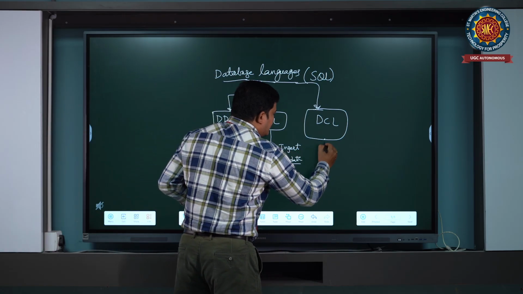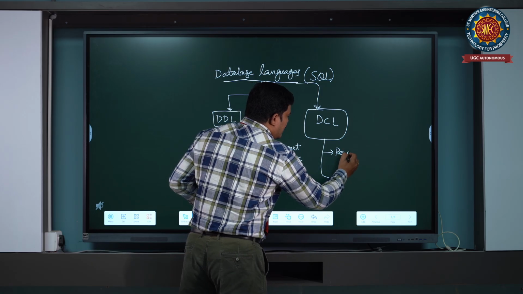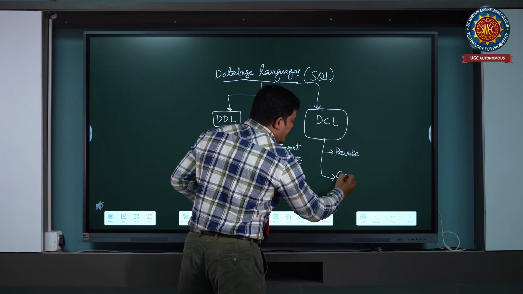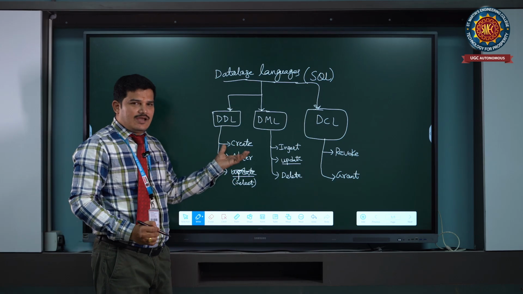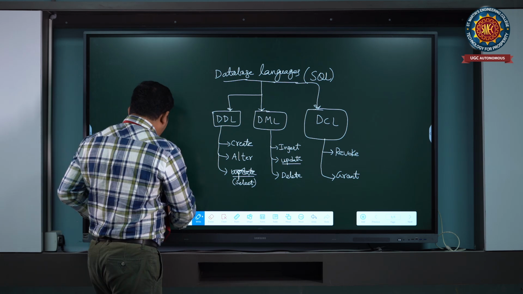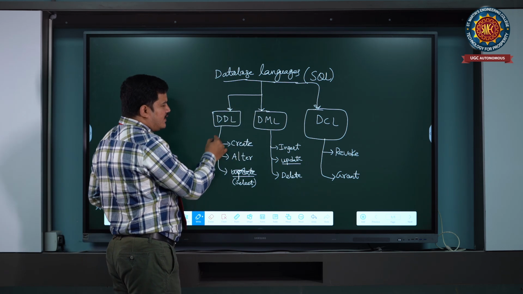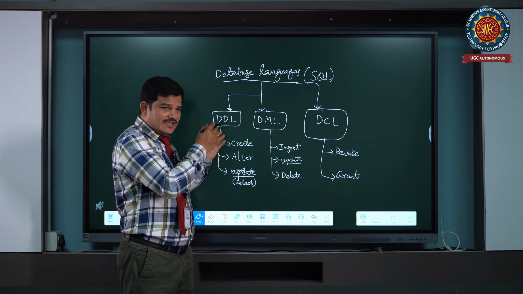Now, coming to DCL, what will DCL do? I already told you: administrative privileges, revoking and granting the permissions. This is what the particular database language is going to do. Next, you can see these are the particular operators, or we can call them data types or database languages.